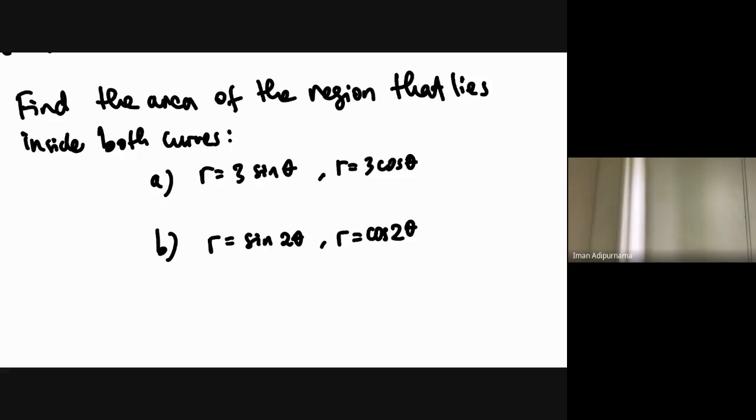Yeah, you need to draw. What's your curve? Yeah, 3 sine. You need to draw like this one. This is cos theta, right? The sine will be here, right? Yeah, you need to draw that first, and then find the intersection.